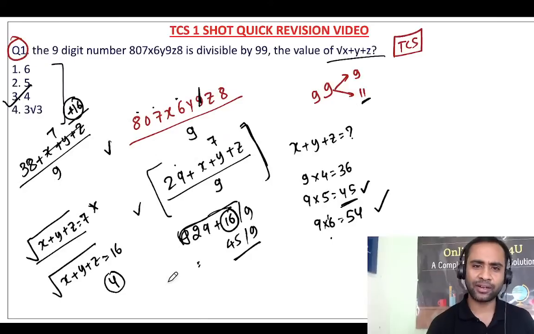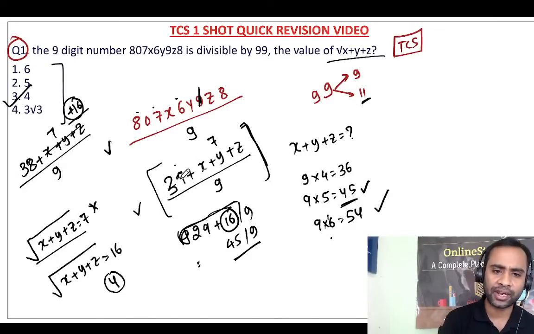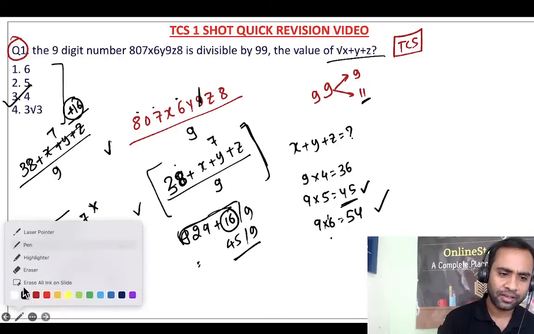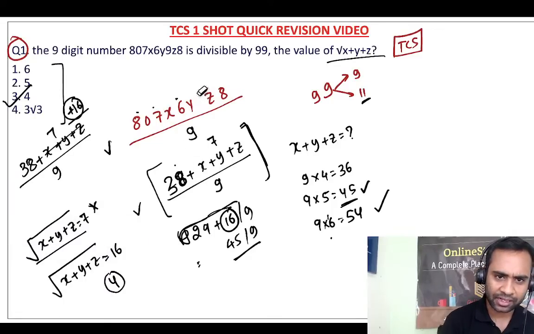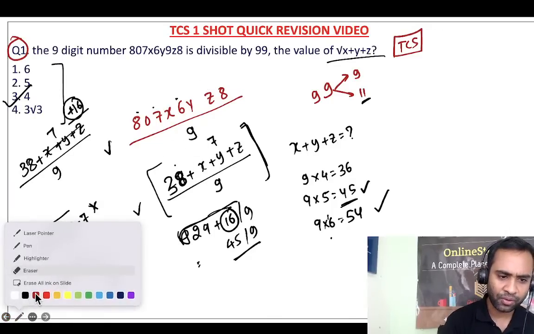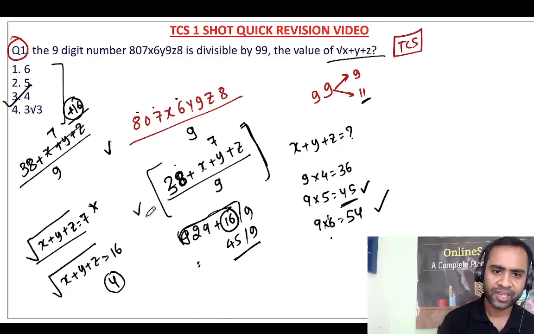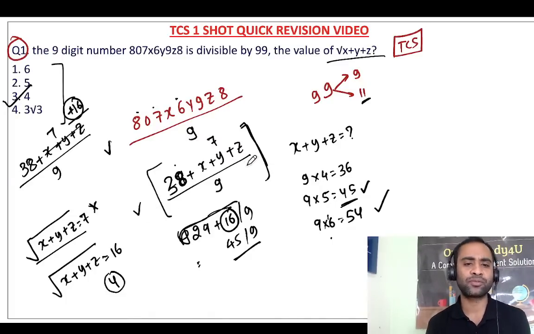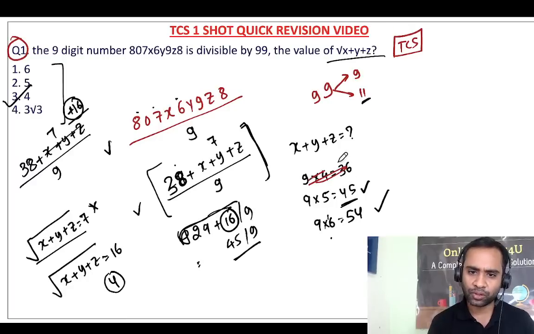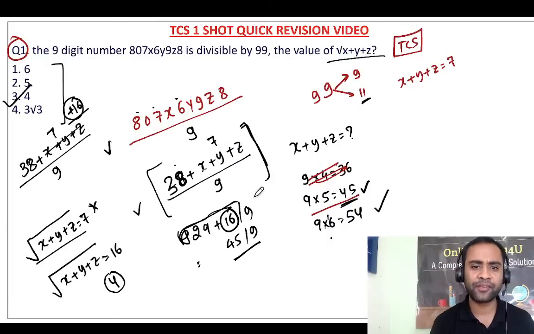Guys, if you're not able to understand, don't cancel it. Put it 38. If you're not able to understand, then please don't cancel it. What you do, you consider 9 here. Now 38 plus x plus y plus z. So more than 38, you will be having 9 into 5, 45. So x plus y plus z, if you take 7, then you will be getting 45, which will be divisible by 9. But the square root of 45 is not among the options.